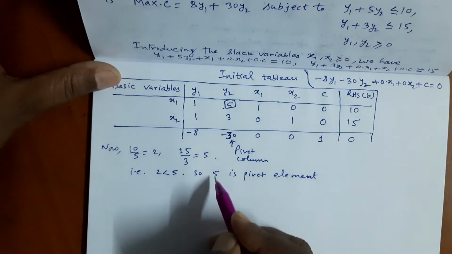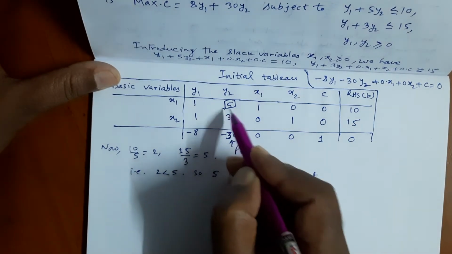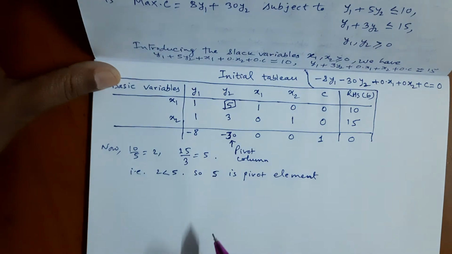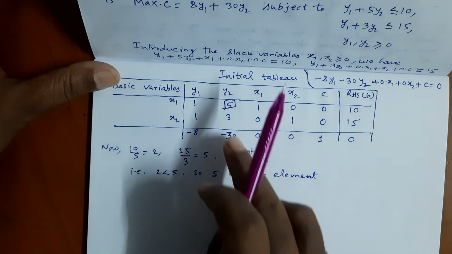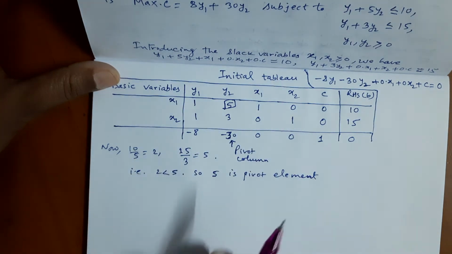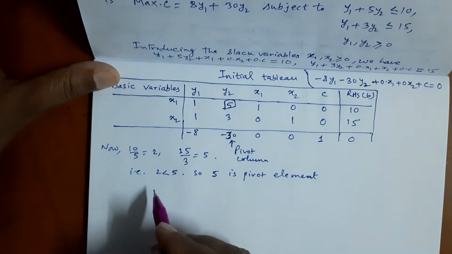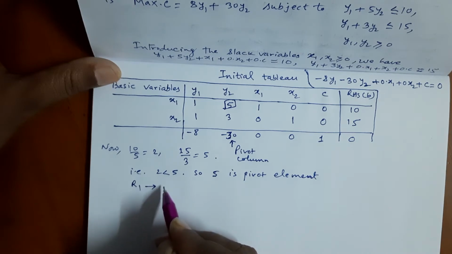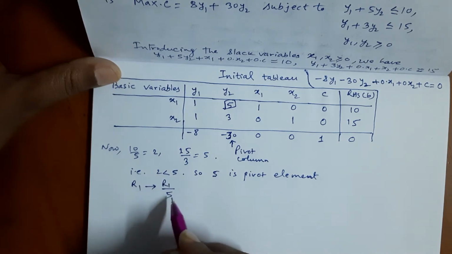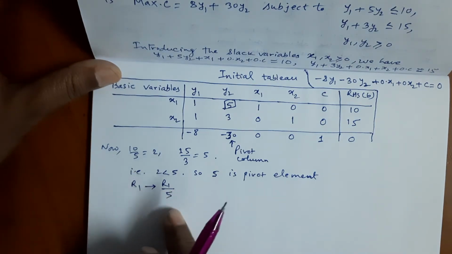And as I have already explained in the previous video also, we have to make this pivot element 1, and the remaining elements of the column we should make 0. Okay, and so to make this 1, we divide throughout by 5. So now in R1 we perform R1 divided by 5.